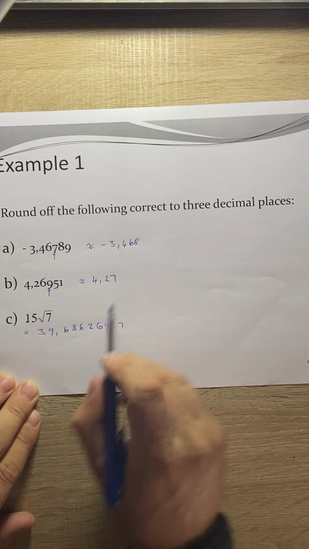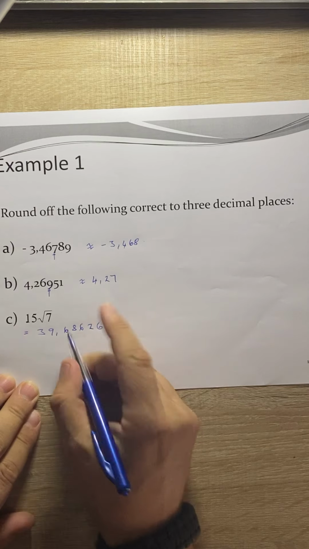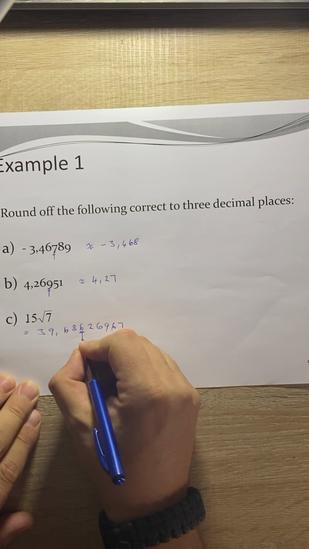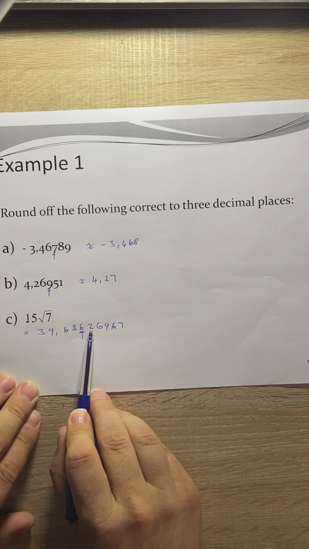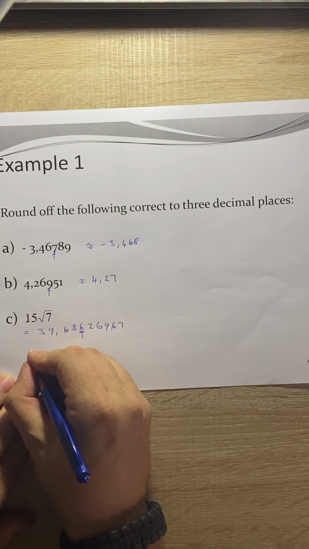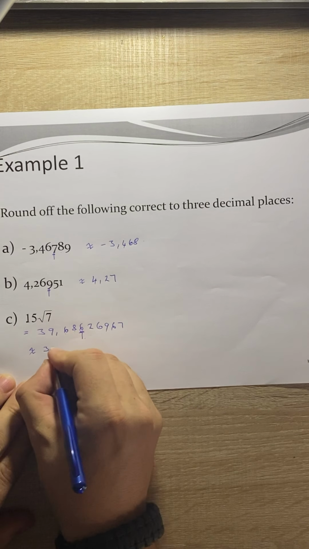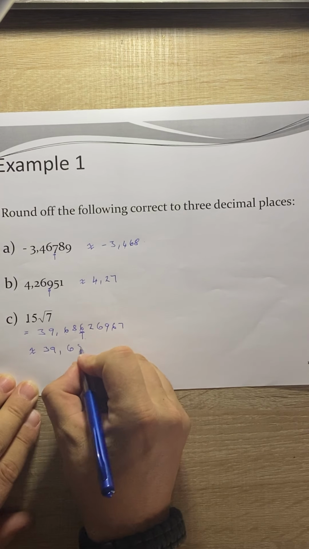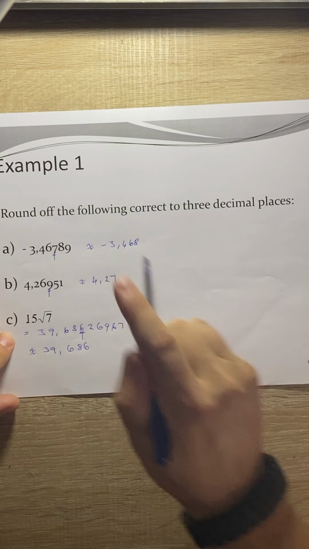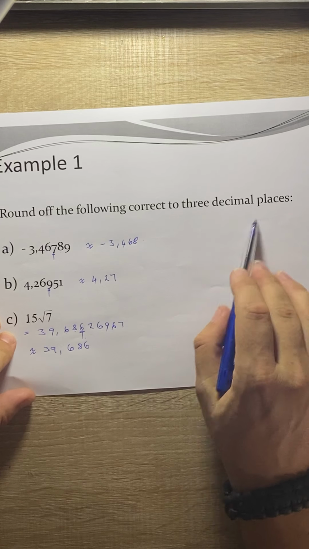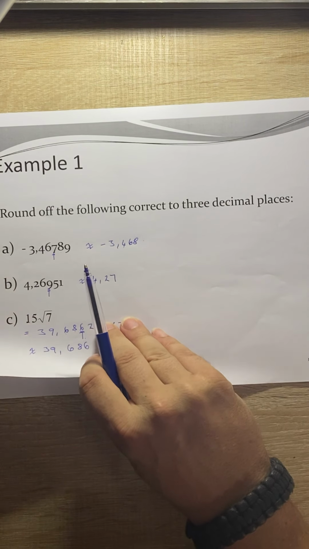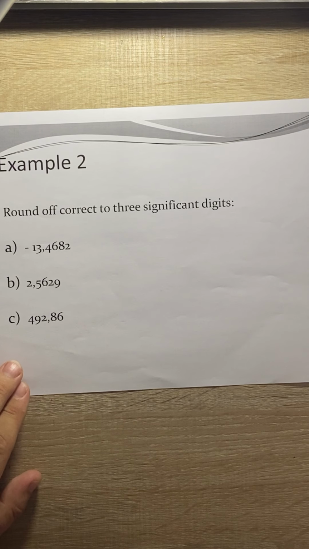Okay, so what we're looking for is third decimal, 1, 2, 3. So we're looking at this one here. Okay, the number on the right is less than 5, so we don't bump this up. So to round it off, 39,686. We do not bump this number up. Okay, now that is rounding off to a certain decimal place. Now when they start talking about rounding off to a significant figure, that is a little bit different.